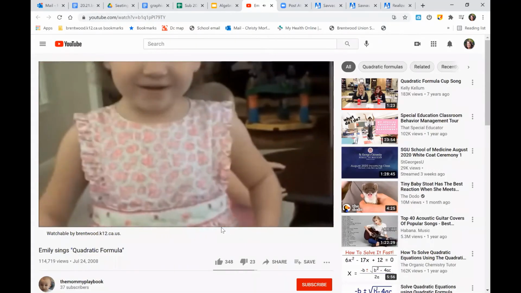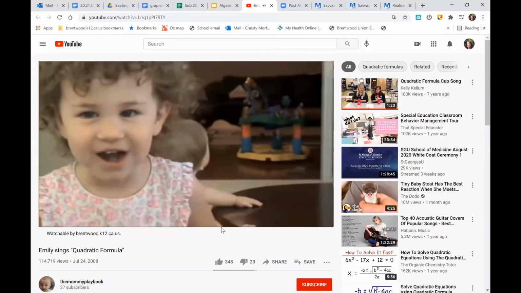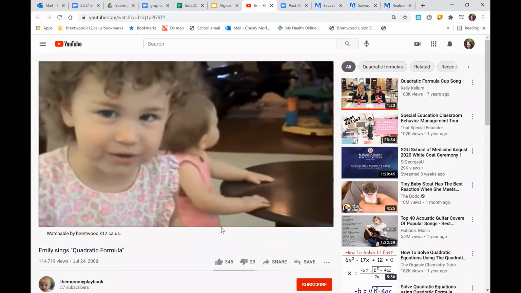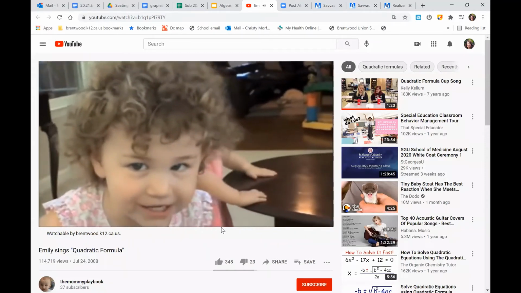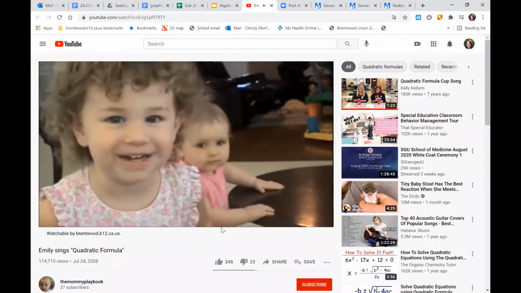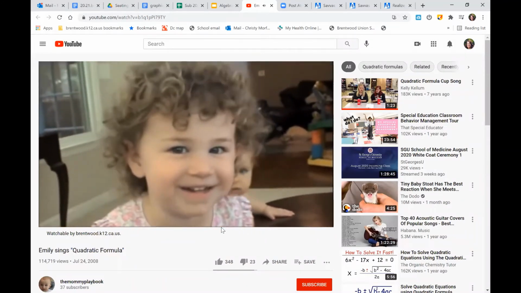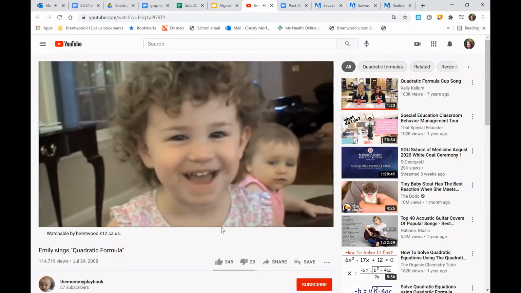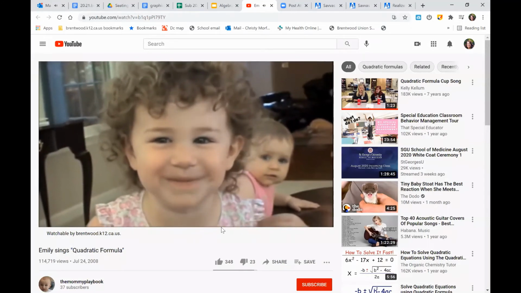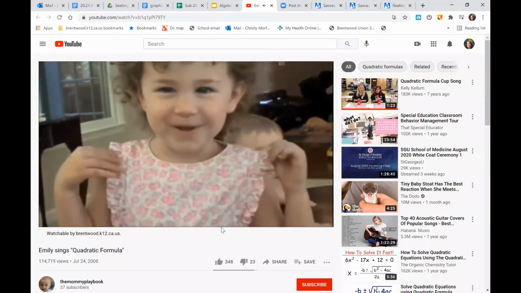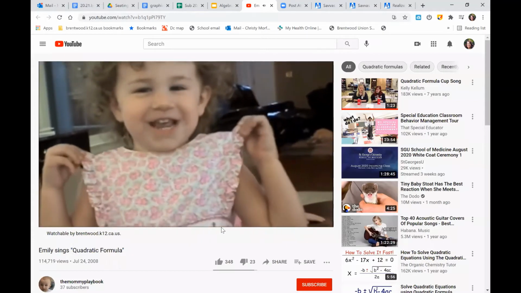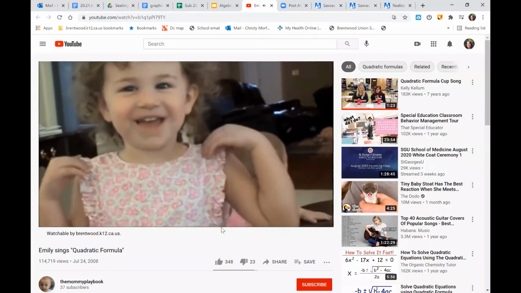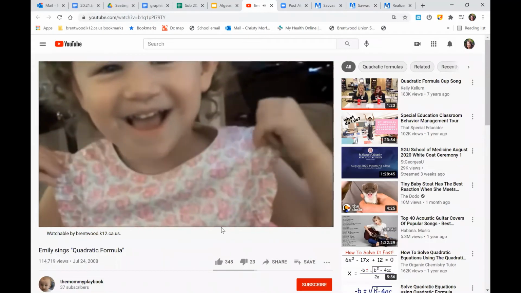Twinkle, twinkle, little star, how I wonder what you are. Good job, Emily. What about the x equals? X equals negative b plus or minus the square root b squared minus 4ac all over 2a.